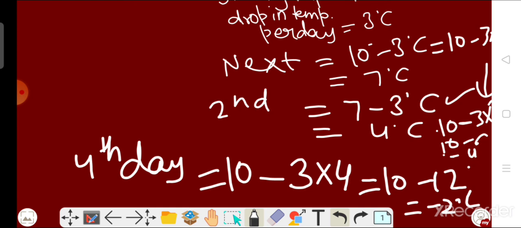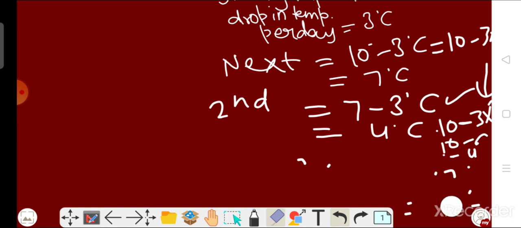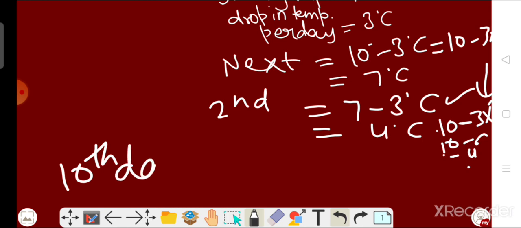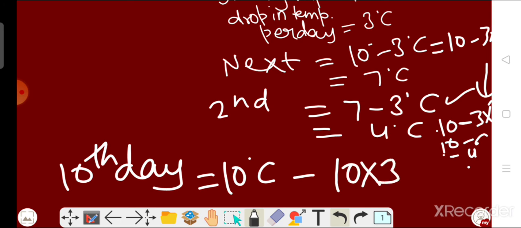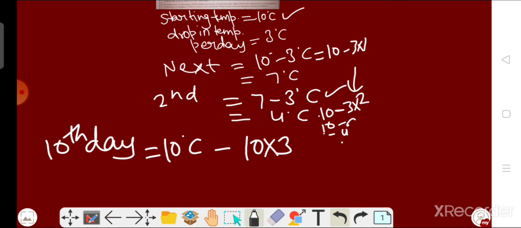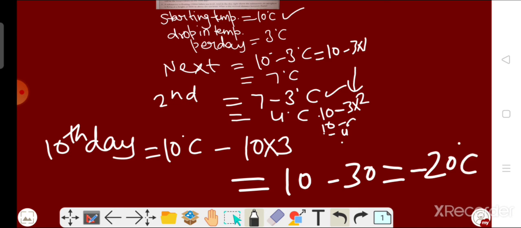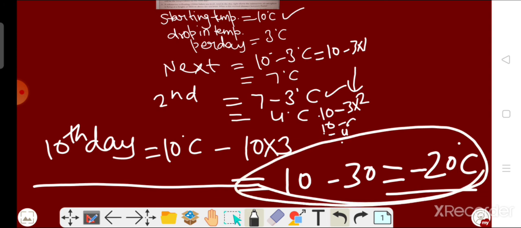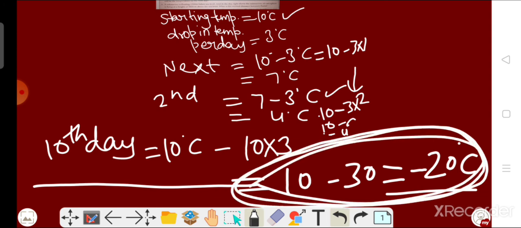In the same manner, we have to calculate the temperature of the 10th day. The temperature of the 10th day is equal to 10 degrees Celsius minus 10 multiplied by 3, and that is equal to 10 minus 30, and that is equal to minus 20 degrees Celsius. So the temperature of the city on the 10th day is equal to minus 20 degrees Celsius. Okay, so this is the solution of your question number 4.